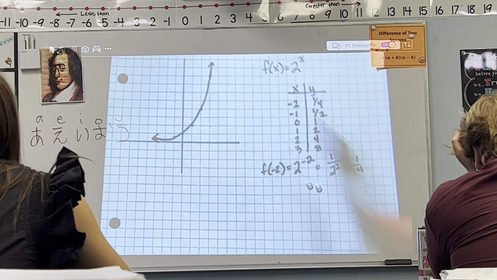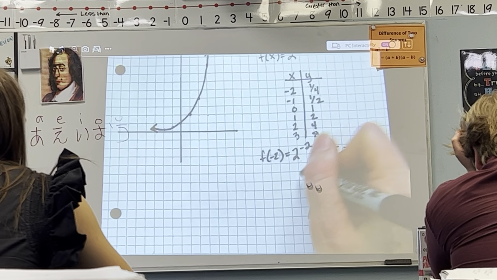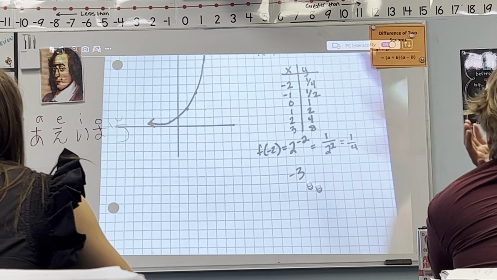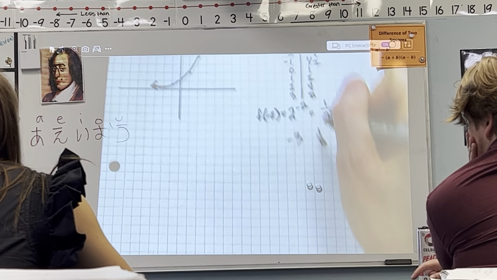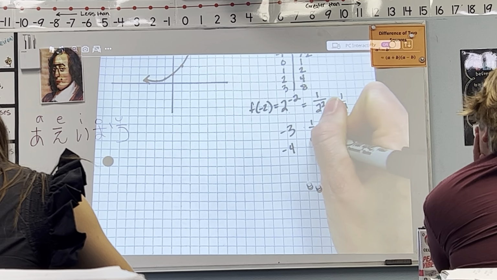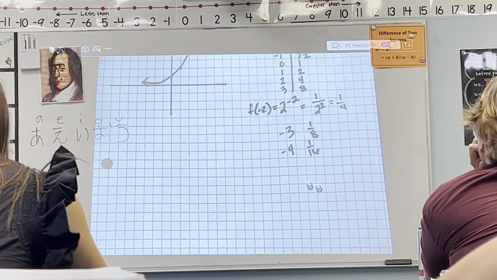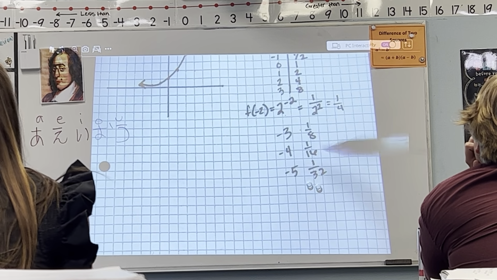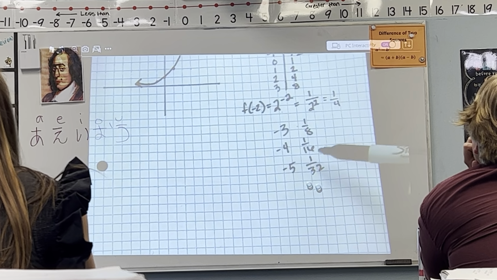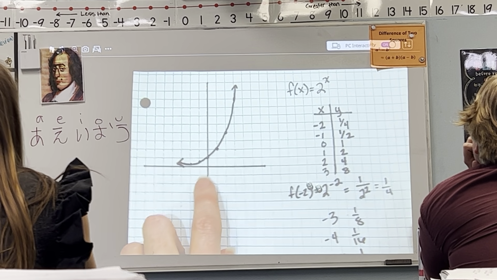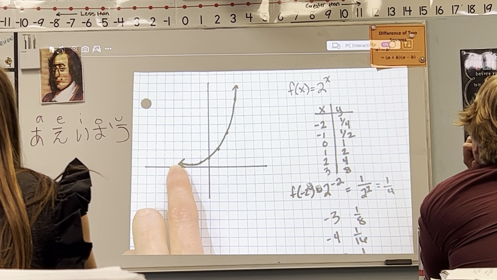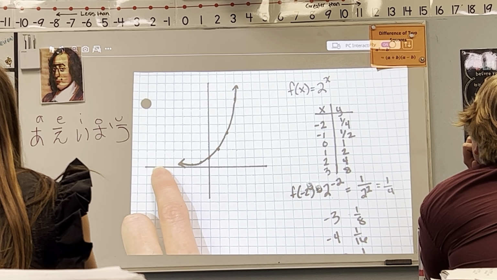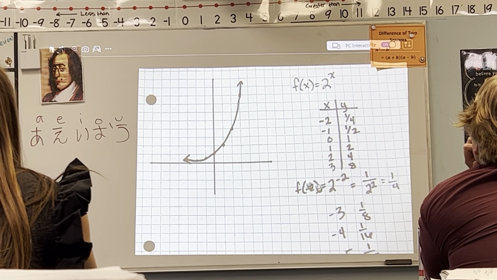If I was to plug in -3, I would get 1/8. If I was to plug in -4, I would get 1/16. If I was to plug in -5, I would get 1/32. You see how this fraction keeps getting tinier and tinier and tinier. This is going to be getting infinitely close to 0, but never reaching 0. Isn't that crazy?